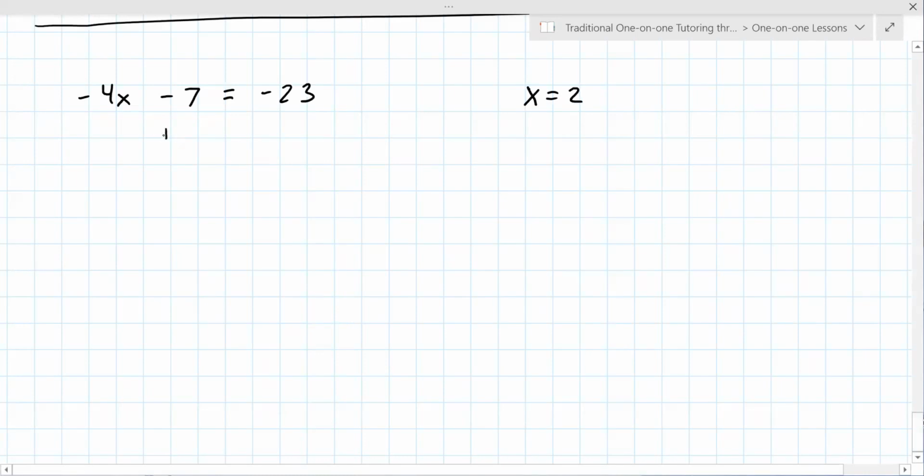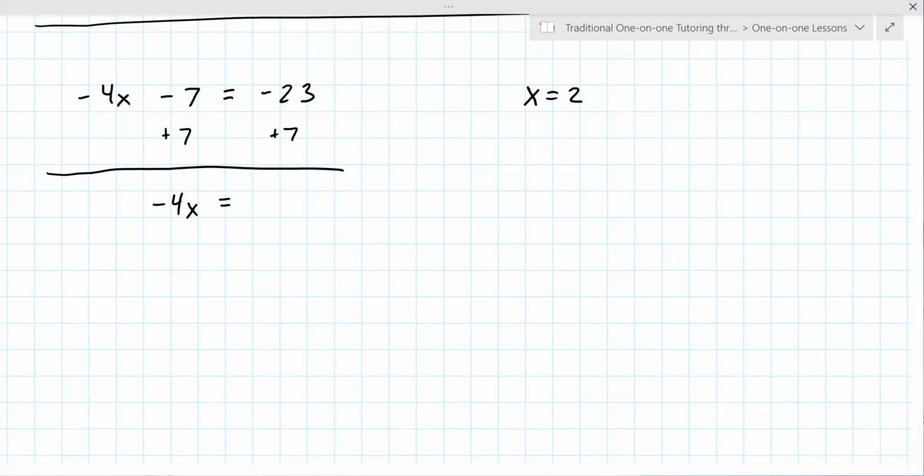So I'm going to add 7 to both sides. The reason is that the x is already by itself. So on the right, what is minus 23 plus 7? Minus 23 plus 7. Plus 7 is 30.